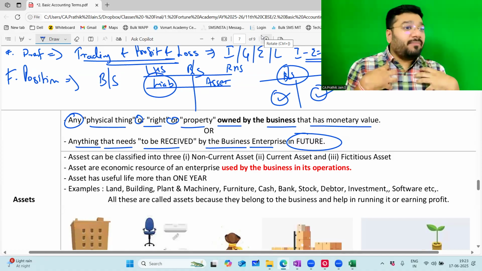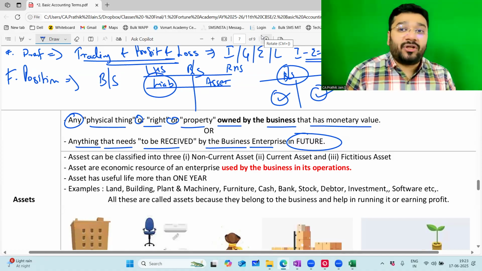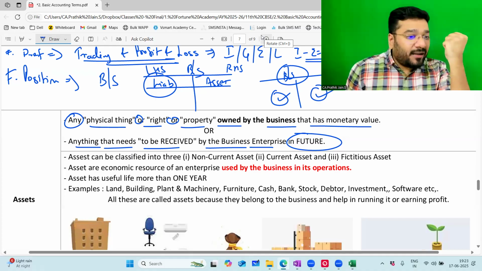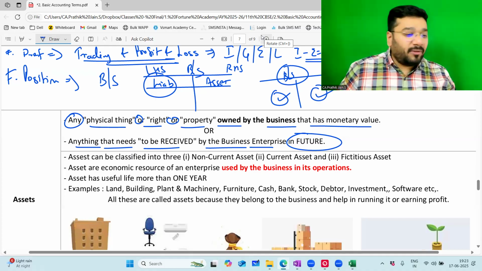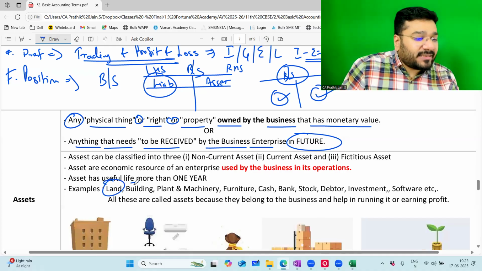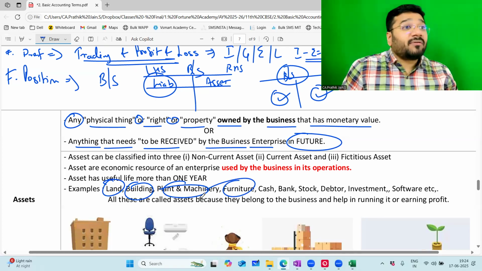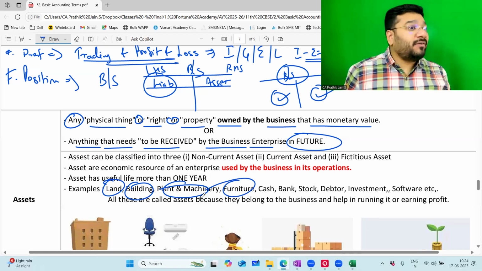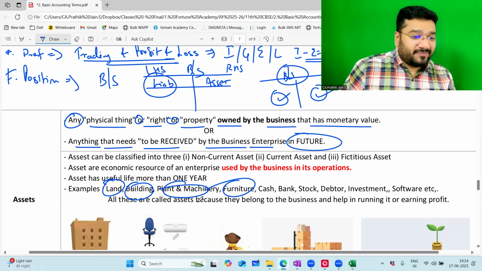So if I invested 50 lakh in plant and machinery, asset or liability? Asset, because I own that. In that machinery, except me, nobody else can operate. So plant and machinery is my asset. Any problem? Land is an asset, building is an asset, plant and machinery, furniture. The chair you're sitting on is furniture, I own it.